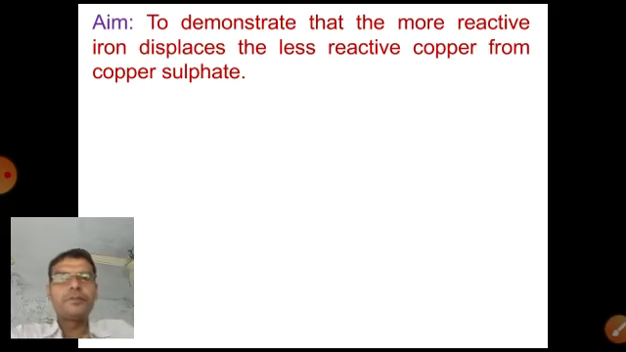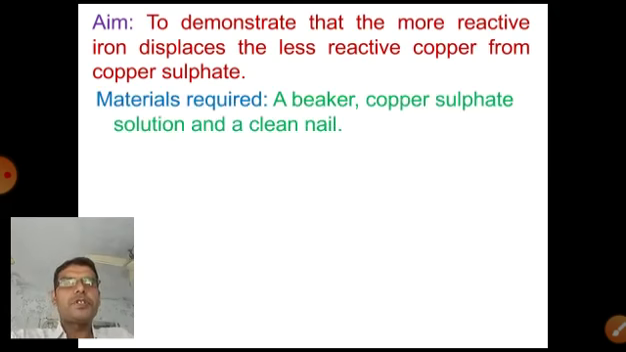Now the next activity. The aim of this activity is to demonstrate that the more reactive iron displaces the less reactive copper from copper sulfate. For this activity, the materials required are a beaker, copper sulfate solution and a clean nail. In this activity we can demonstrate that iron displaces copper from the copper sulfate solution because iron is more reactive than copper. Now the procedure.